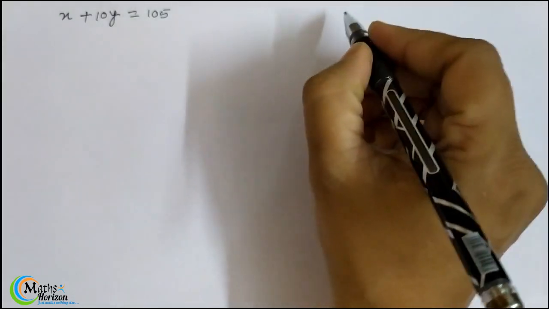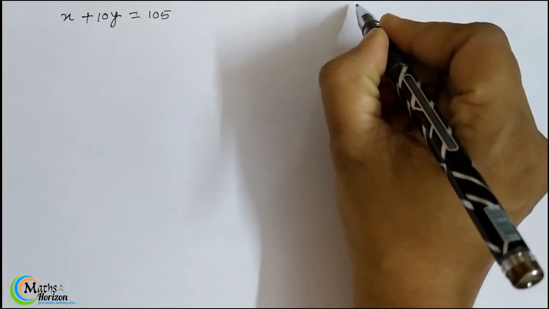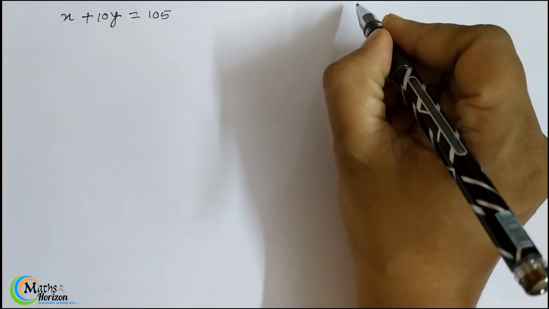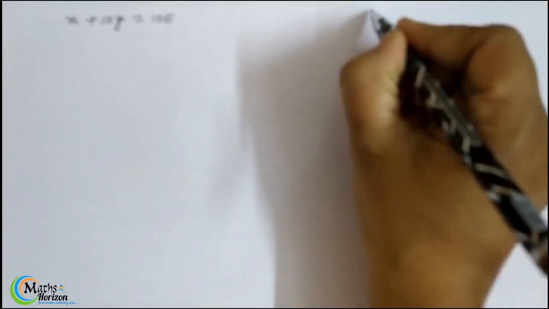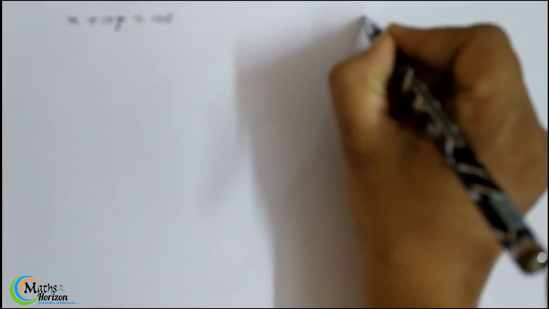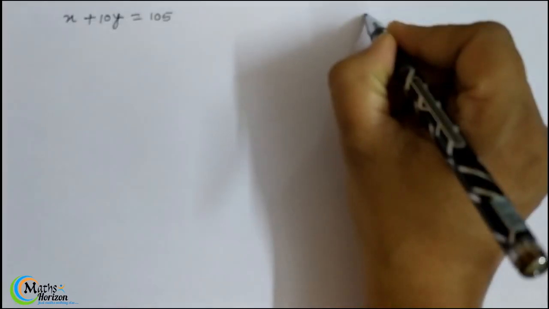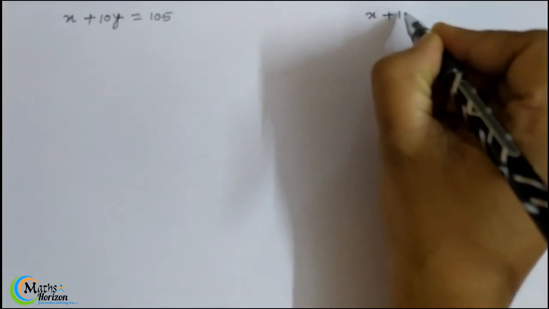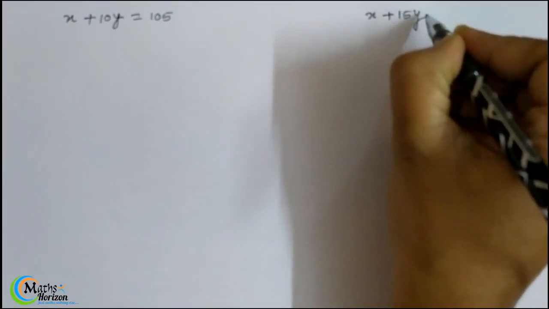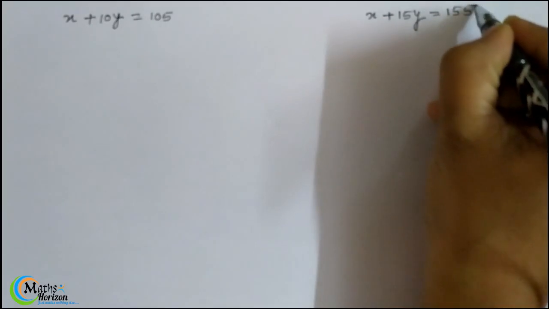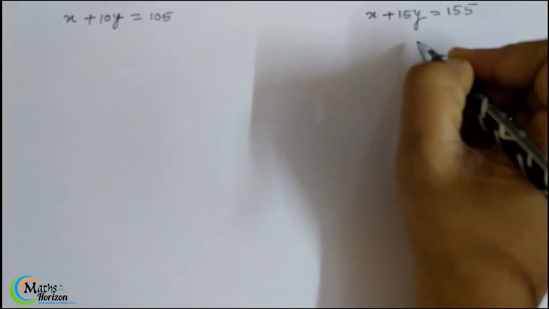Now the second equation is: for a journey of 15 km, the charge paid is 155. So again here the fixed charge is x, plus 15 km journey into y is equal to 155. This is our second equation.